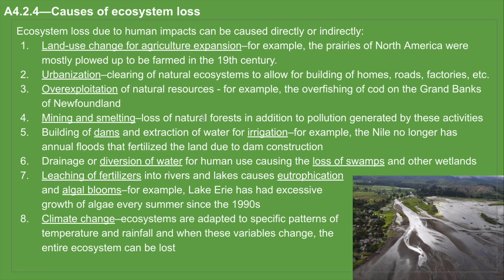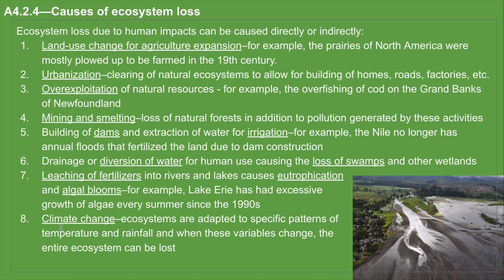For example, Lake Erie has had excessive growth of algae every summer since the 1990s. We'll talk more about eutrophication and how it leads to decreased dissolved oxygen in bodies of water, which then leads to death of organisms like fish. And lastly, again, climate change.